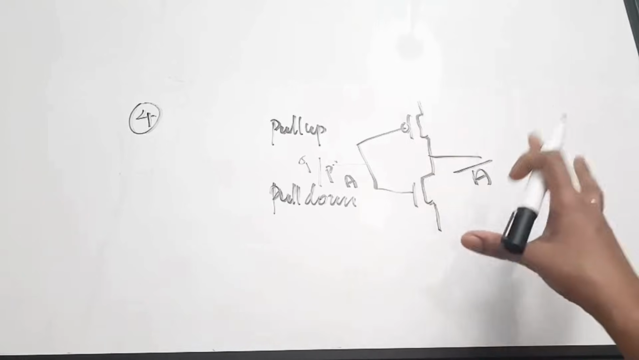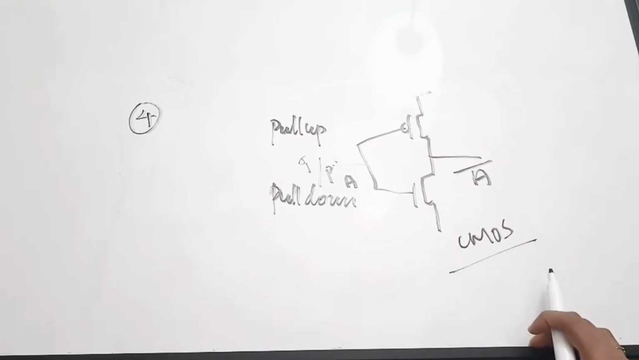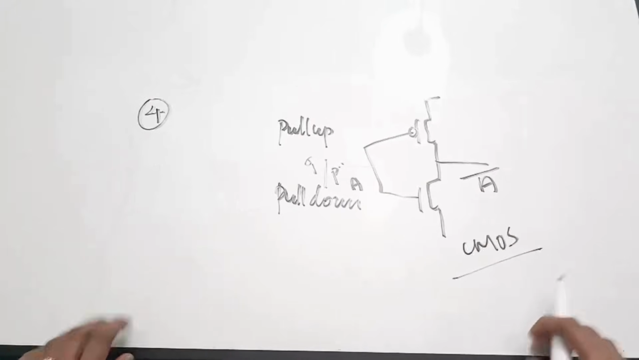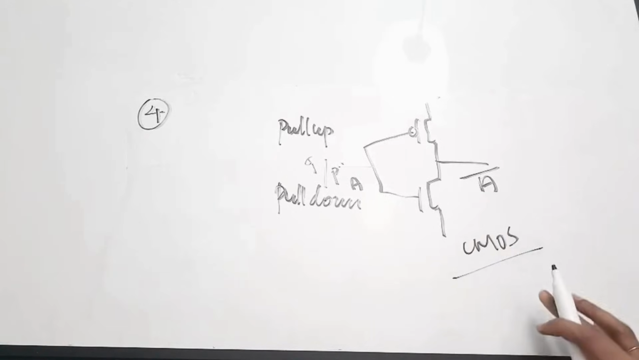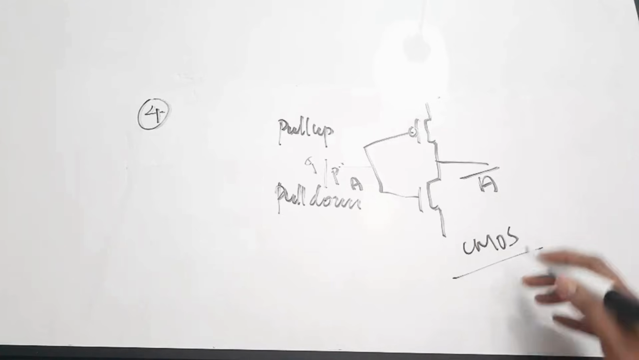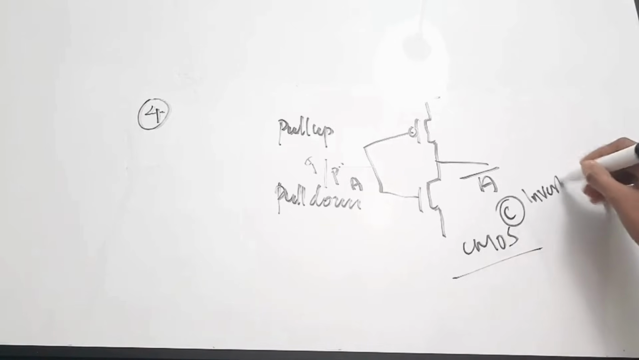So this is the basic working of a CMOS, or complementary metal oxide semiconductor, logic. So you will be getting the inverted version. So this is nothing but a CMOS. A basic CMOS is an inverter. So the correct answer is C, inverter.